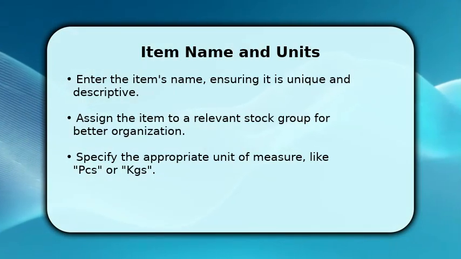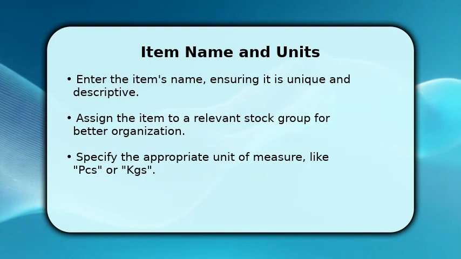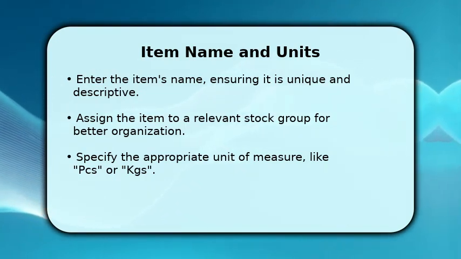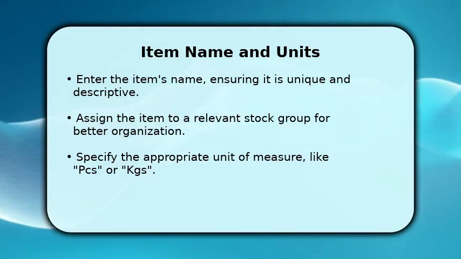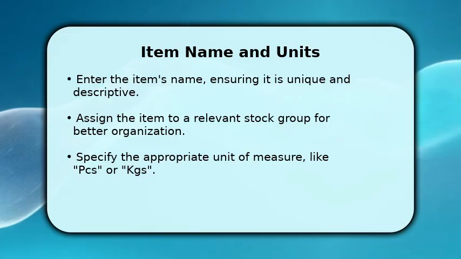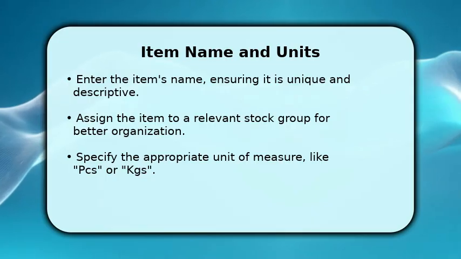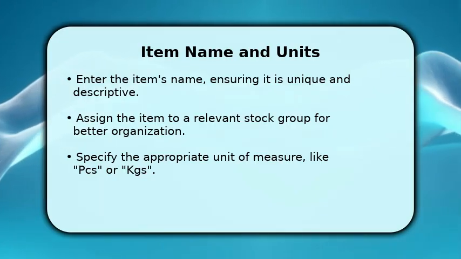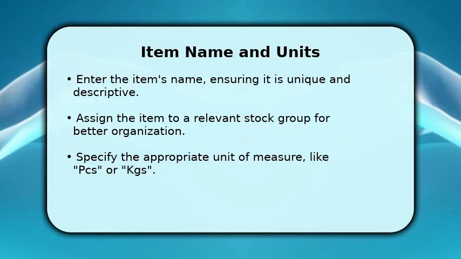Once you've selected Stock Item, the Item Creation screen appears. Here, you'll enter the item's name, make sure it's clear and distinct. Next, assign it to a suitable stock group which helps categorize your inventory. Finally, define the unit of measure, such as PCS for pieces or KGS for kilograms, to accurately track quantities. These steps are crucial for proper inventory management.